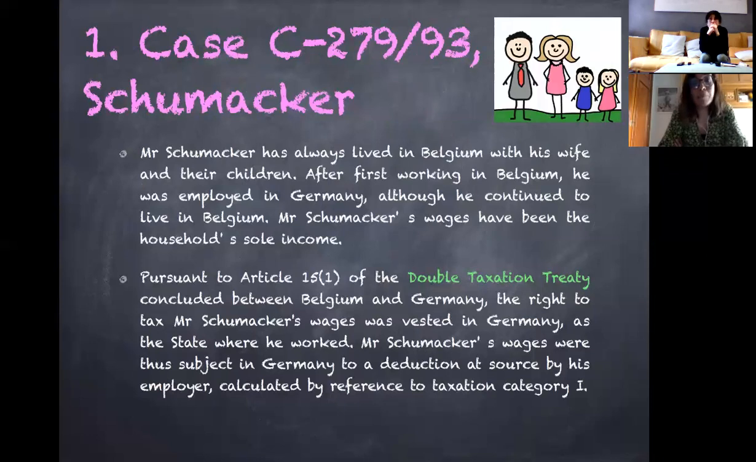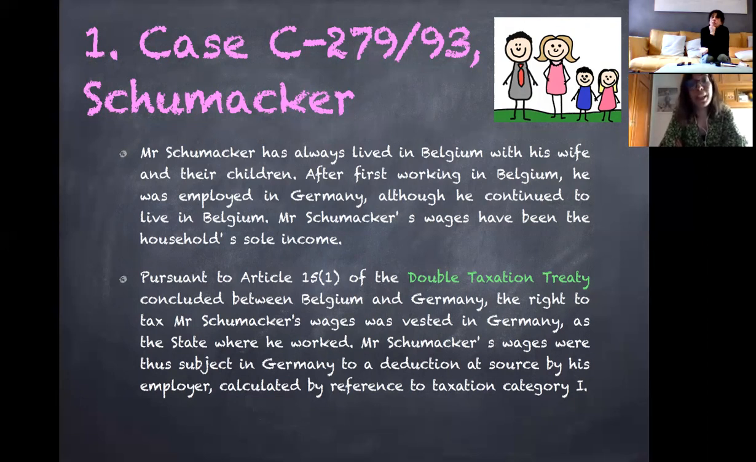Focusing on the special situation of Mr. Schumacher, we can say that Mr. Schumacher has always lived in Belgium, as a Belgian national, with his wife and their children. After first working in Belgium, Mr. Schumacher was employed in Germany, and although he continued to live in Belgium with his family, Mr. Schumacher's wages have been the household's sole income. So his wife didn't work anymore. He was working in Germany but living in Belgium.